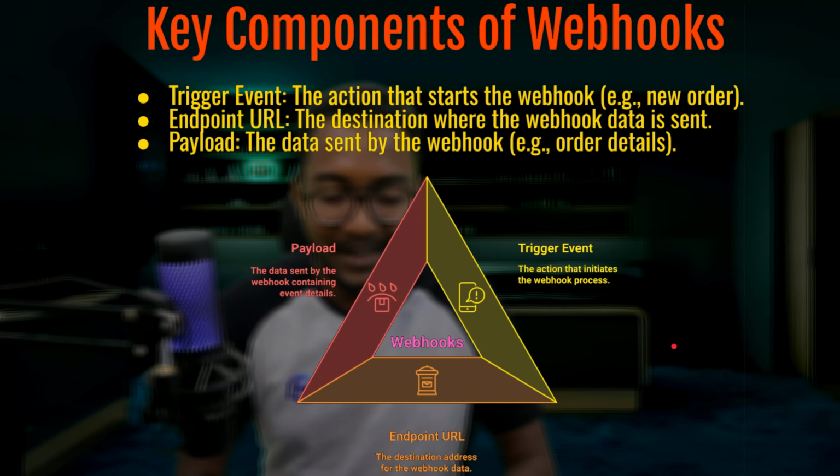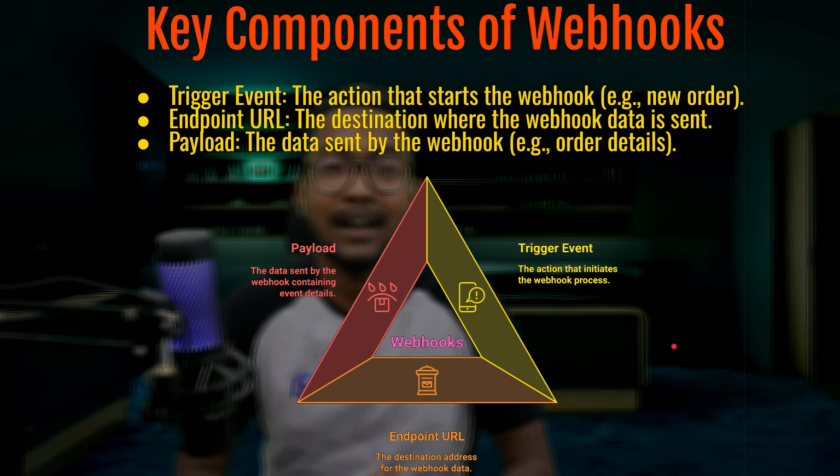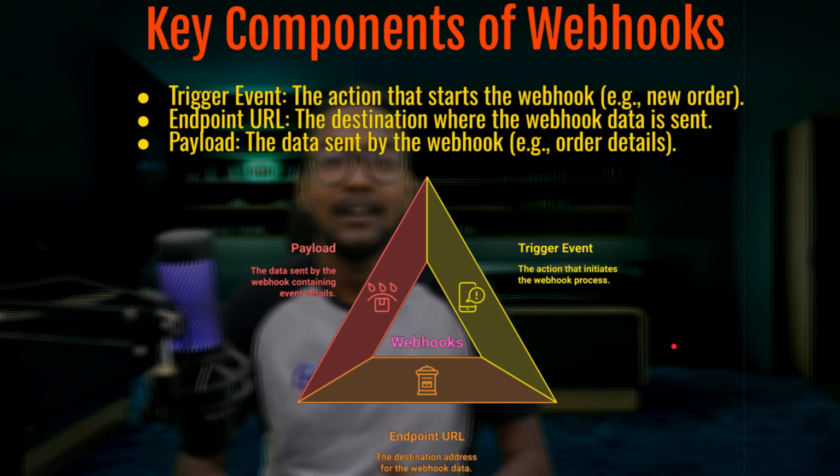Now that we have covered the basics of how a webhook works, let's break down the key components that make them function effectively. First, we have the trigger event, and this is the specific action that causes the webhook to be sent. For example, in an online store, a trigger event could be a customer placing a new order, and as soon as that order is placed, the webhook is triggered and the process begins. It's important to understand that without a trigger event, the webhook remains inactive. It's all about reacting to changes or updates.